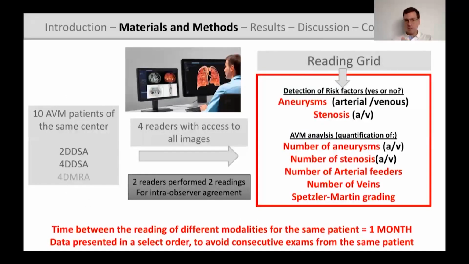We use 10 AVMs from our center, and we perform 2D DSA, 4D DSA, and 4D MRA for all. Four readers are going to read, and two readers are going to do it twice for intra-observer agreement. They are going to complete a reading grid with the detection of risk factors, yes or no: aneurysm, arterial or venous, stenosis, arterial or venous, and also AVM analysis, with quantification of the number of aneurysms, of stenosis, of arterial feeders, of veins, and at the end, the Spetzler-Martin grading.